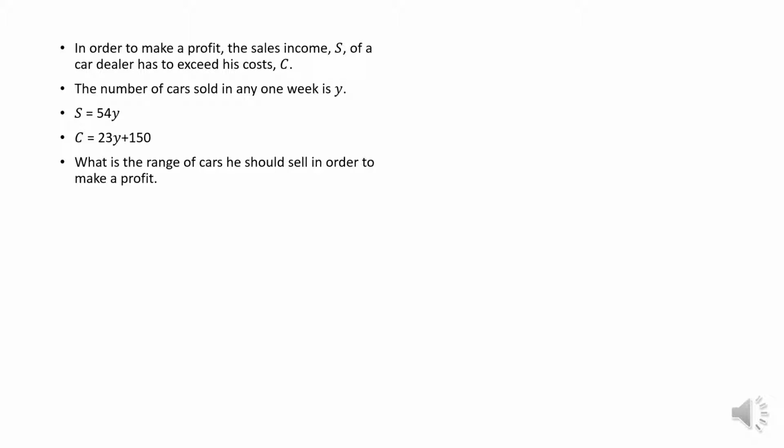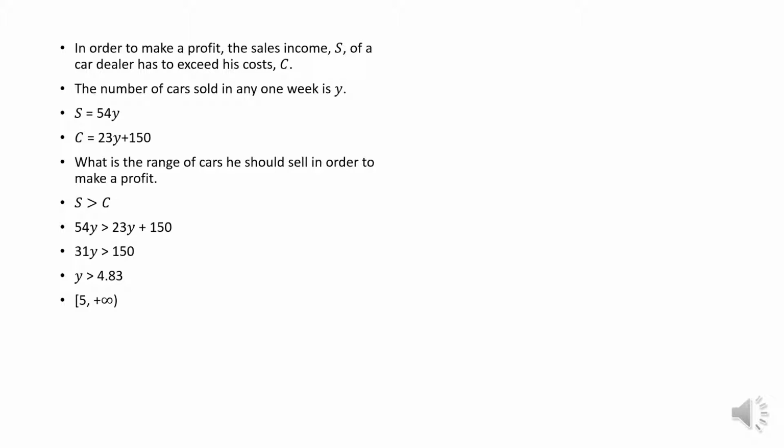Okay. Now, to make a profit, S, the sales income, has got to be greater than the costs incurred. So S is greater than C. And we know that S is 54Y and C is 23Y plus 150, which gives us that 31Y is greater than 150, which gets a Y that starts from Y is greater than 4.83. Now, you cannot have 4.83 cars. So the minimum he's got to sell is 5 cars, and he can sell as many cars as possible. So he's got to sell at least 5 cars, and he can sell any more cars he can supply that week. There's no limit.